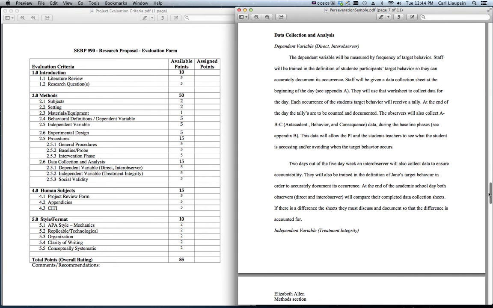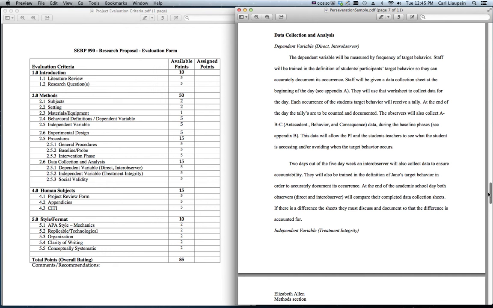Then is the data collection and analysis section. Frankly, these sections are usually very short on analysis and big on describing the data collection. What I would like to see here is a description of the dependent variable and how it's going to be measured, and a practical description of how it's going to be measured. What's the measure? What is the measurement unit, and how will it be collected, and then how are you going to collect inter-observer agreement on the dependent variable? How are you going to make sure that data is being collected accurately?